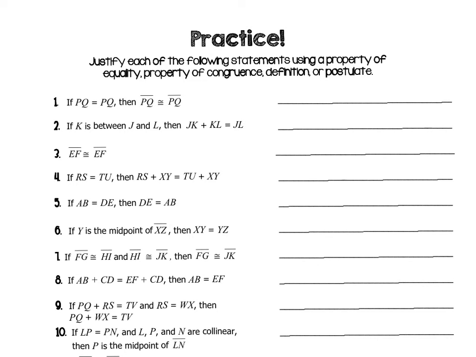First one, if PQ equals PQ, then PQ is congruent to PQ. So we went from equality to congruency, and nothing else has changed. So we know this is the definition of congruence. Remember, the reasons we list here can be definition, laws, postulate, theorems.